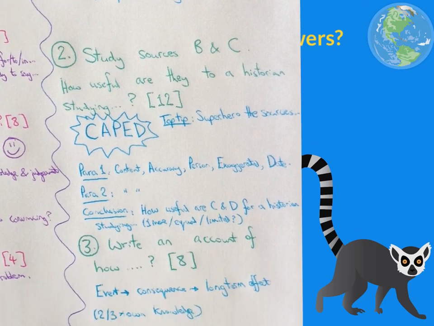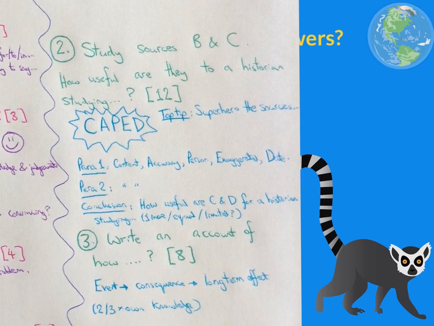Question 2 is also not so bad. It's a source question, so it's going to say study sources B and C. Very important that you notice this. It is not source A and B, but sources B and C. Make sure you're using 2 correct sources. How useful are these sources to a historian studying? And they'll give you a topic. 12 marks, so a considerable question.